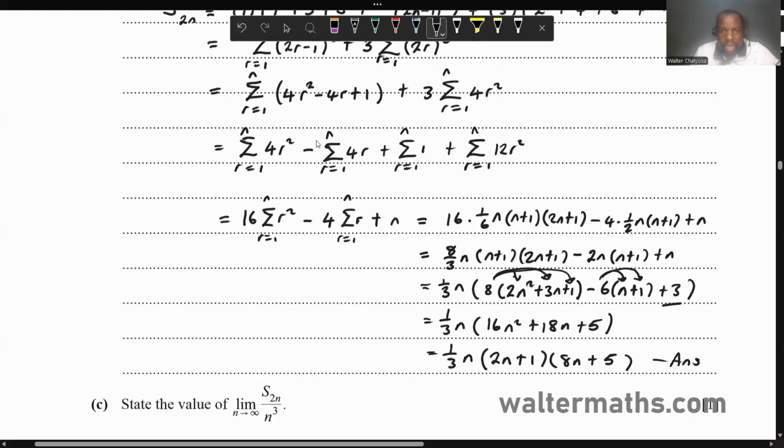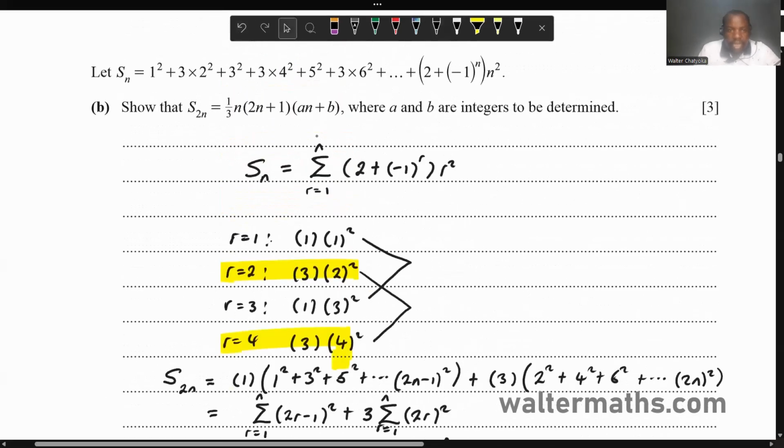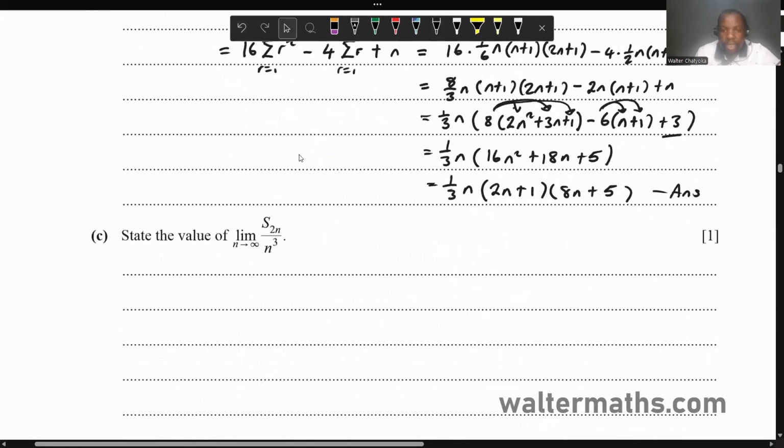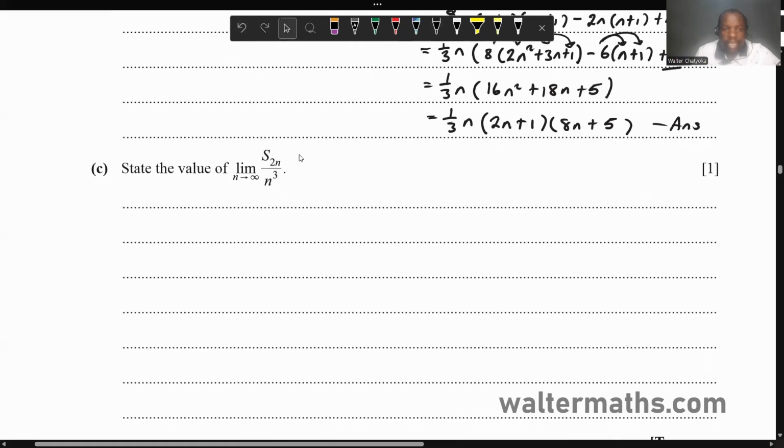If you check back, that's actually the form they wanted it to be in. So that's basically how we do it here. Let's go on to part C. In part C, they say, state the value of the limit as n approaches infinity of the sum to 2n over n cubed.